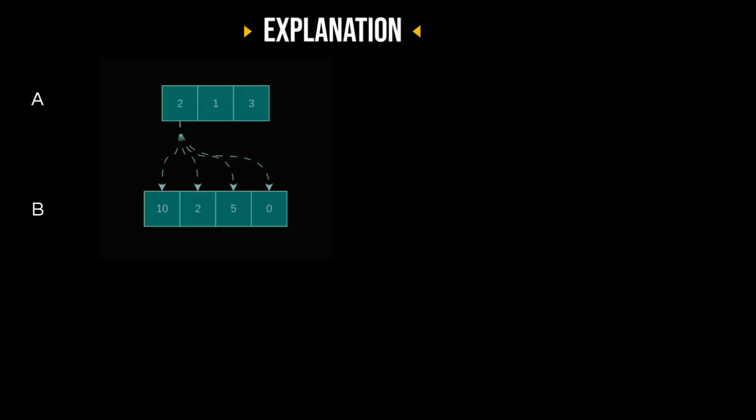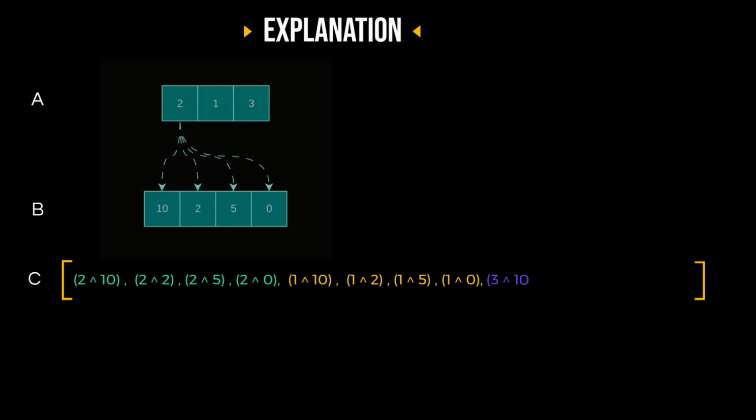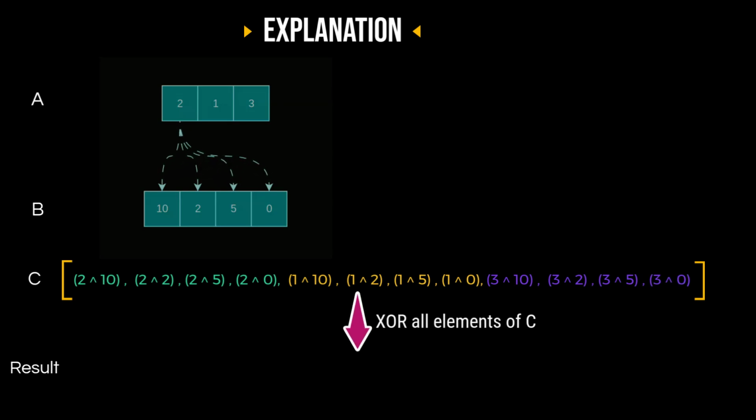Given two input arrays A and B, to calculate array C, we have to XOR each element of A with every element of B. If we XOR 2 with all the elements of B, we get these elements for C. Similarly, if we XOR 1 with all the elements of B, we get these elements for C. Similarly, for 3, we get this. Now, to calculate the result, we need to XOR all elements of C.